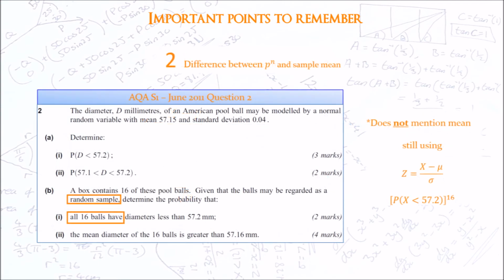The second point is to remember the difference between when you've got a probability for a sample and you're going to raise it to a power, in this case to power 16, or when instead it's a sample mean question and you're going to be using z is equal to x bar minus mu over sigma over root n. We made reference to this earlier in the video, so if you're unsure, just go back and watch that.